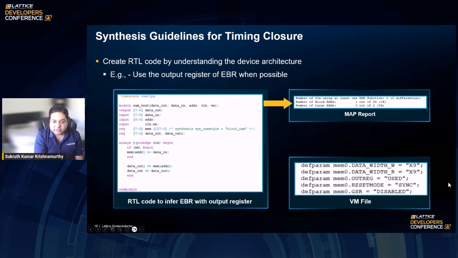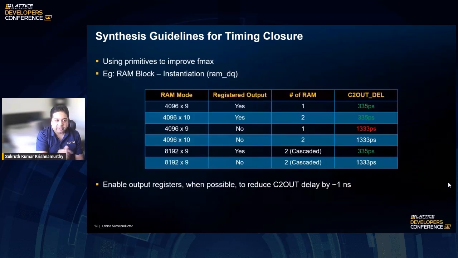Why do I emphasize on using output register? Let's look at the next slide. If you look at this table here, always using primitives or making sure that the tool infers the right primitive is a key to improve the Fmax. In this block RAM example, if a user has a 9 width of an EBR and a 4096 depth of an EBR, and if they have used an output register, the tool would infer 1 RAM and look at the C2 out delay of this particular primitive. This is just 335 picoseconds.